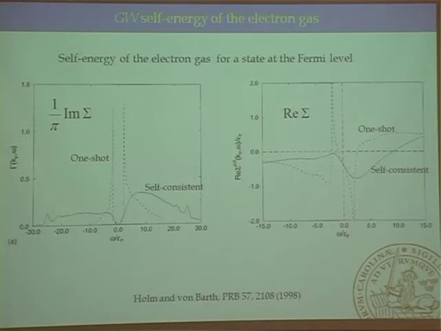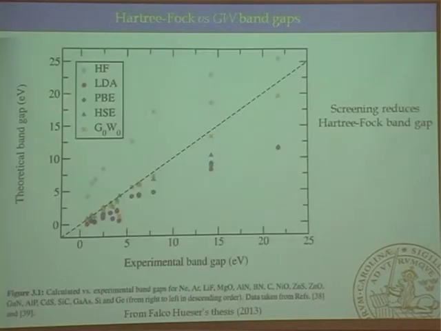I just want to show you how the self-energy looks. This is the result from the one-shot calculations, the imaginary part of the self-energy, and this is the real part of the self-energy. There is a Kramers-Kronig relation between the real and imaginary part. And self-consistency then tends to soften this sharp peak.